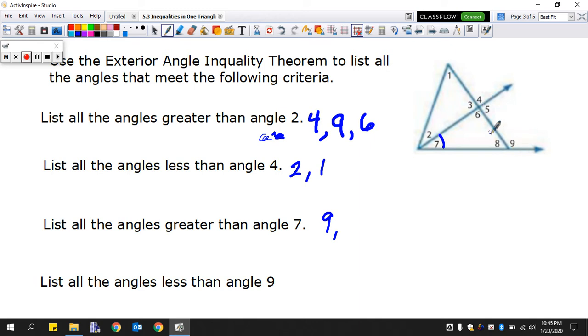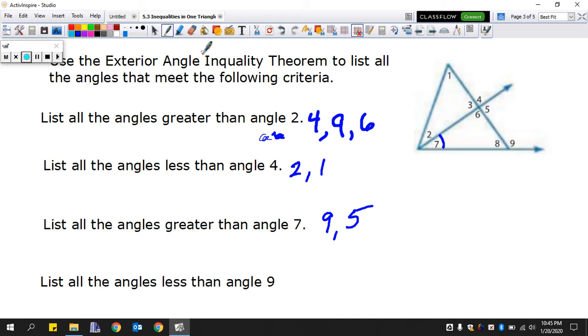Okay, so let's see here. If we look at the exterior angle going this way, 7 is not the exterior angle, but the remote interior angle for exterior angle 5. Okay, because remember, the exterior angle is what you get if you extend the side out, so that would be 5, not necessarily 4.